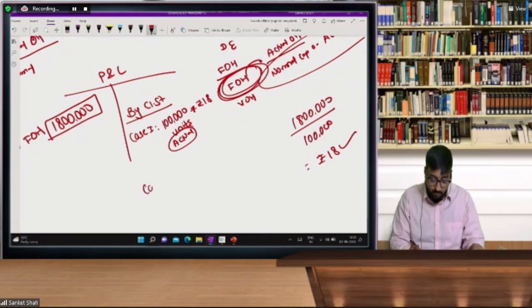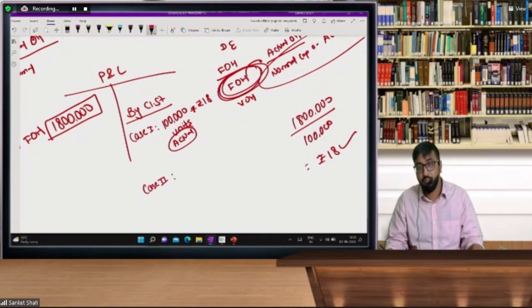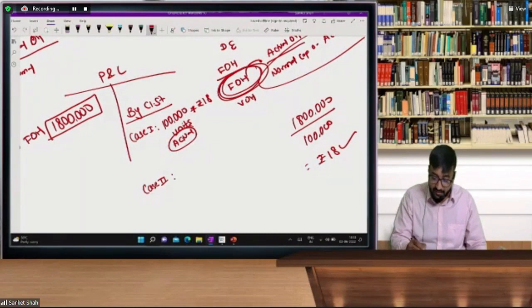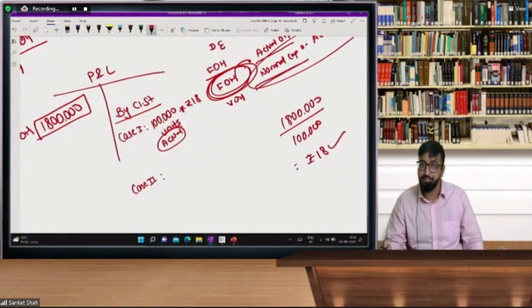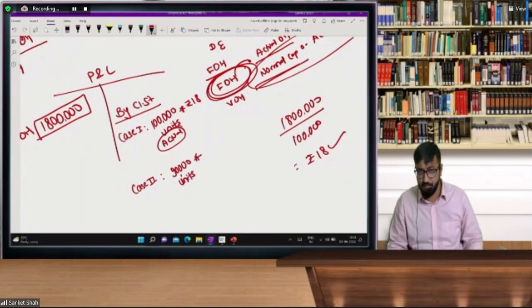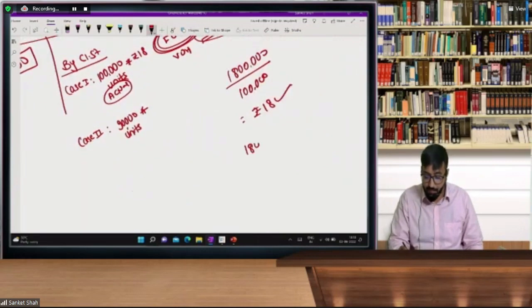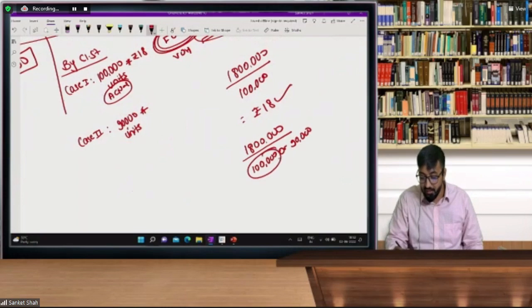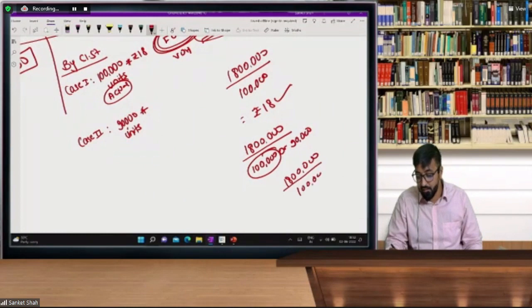Case number 2. My normal capacity is 1 lakh units. That is a standard capacity. But I produce only 90,000 units, so my actual capacity is 90,000. I produce less. Now what does the principle say? 18 lakhs divided by 1 lakh or 90,000, whichever is higher. So 18 lakhs divided by 1 lakh, I will take rupees 18.